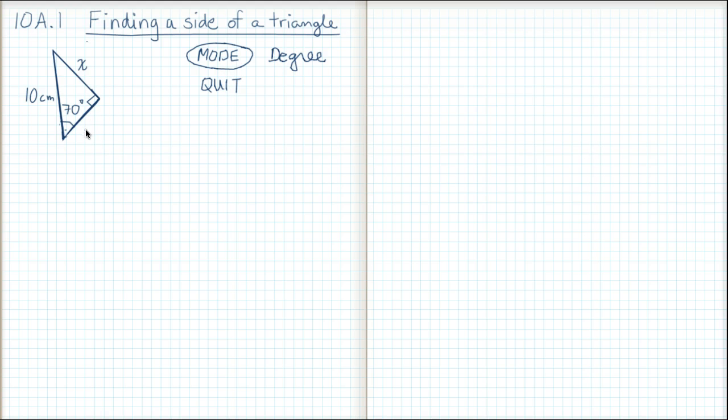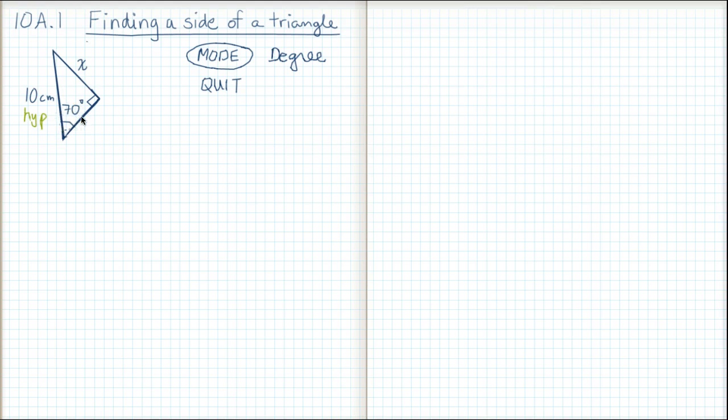Okay, we're now going to use the trig ratios that we learned to figure out what the lengths of sides are that we don't know. So the first thing we need to do is label the sides of the triangle according to the angle that we're looking at. Always start with the hypotenuse. It's the one across from the right angle, the longest side. So this is the hypotenuse.